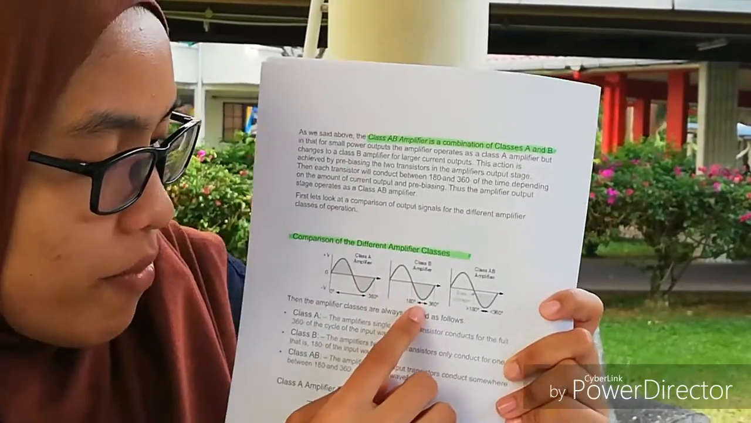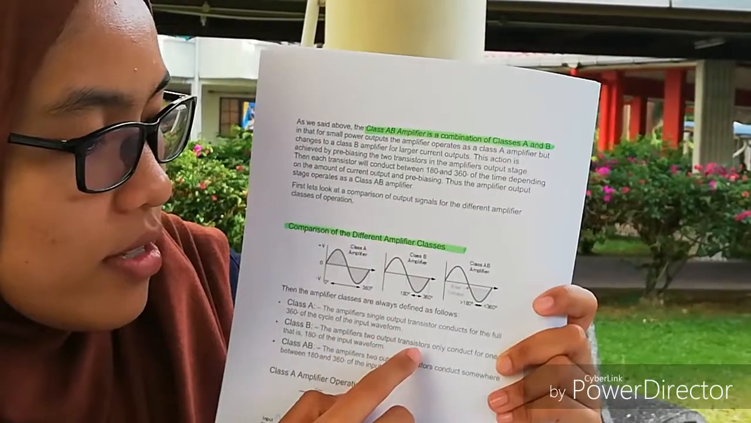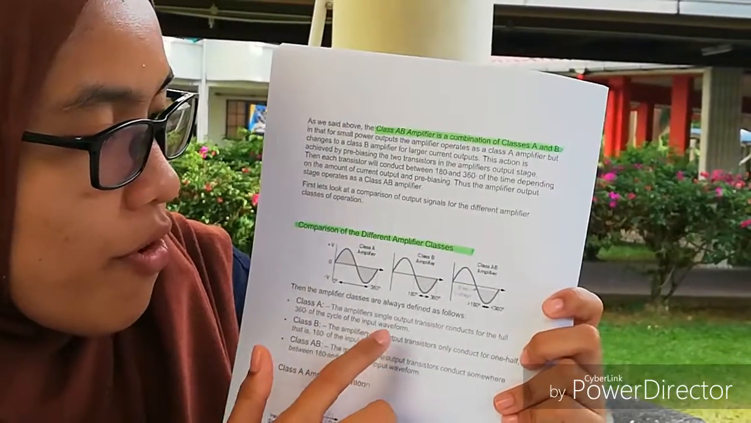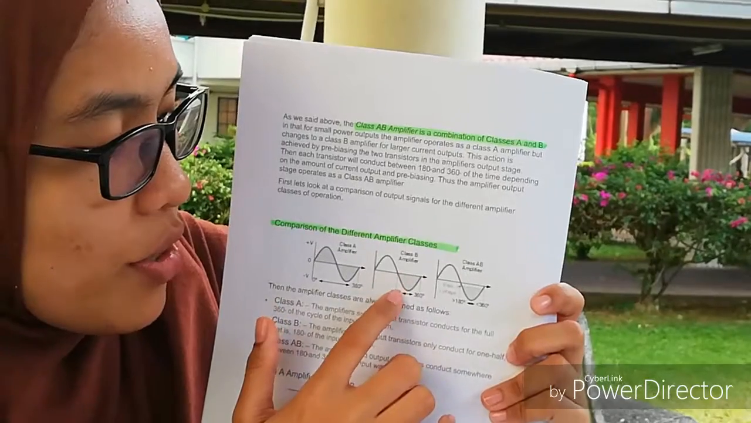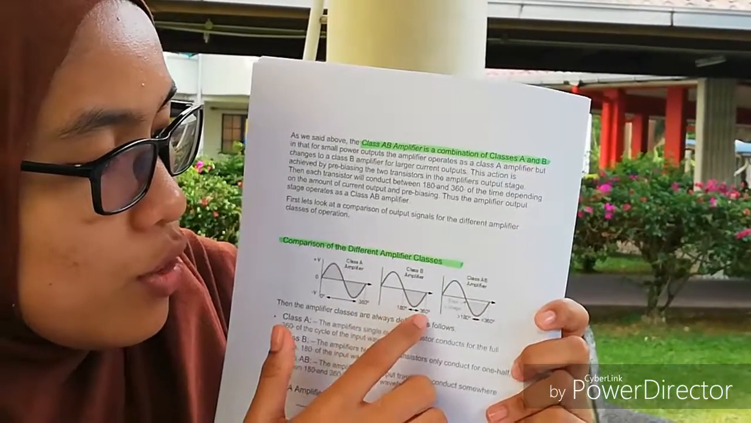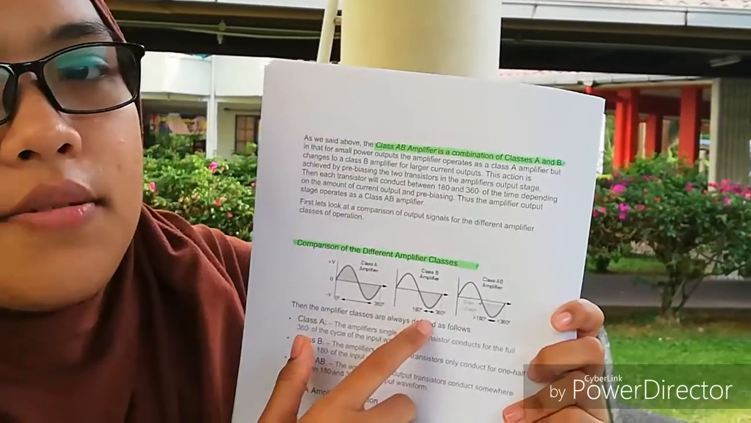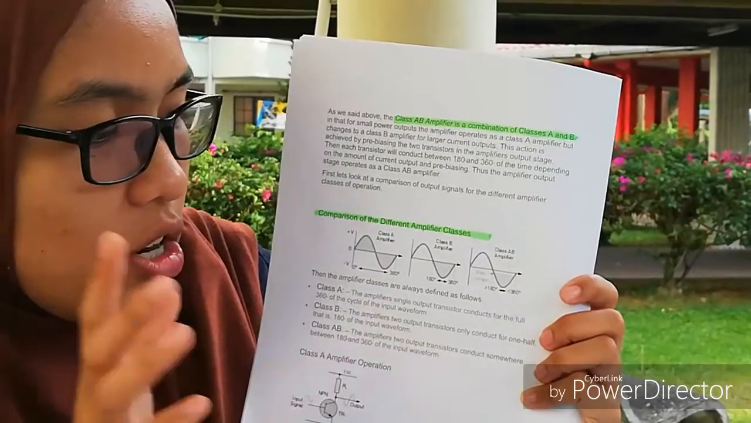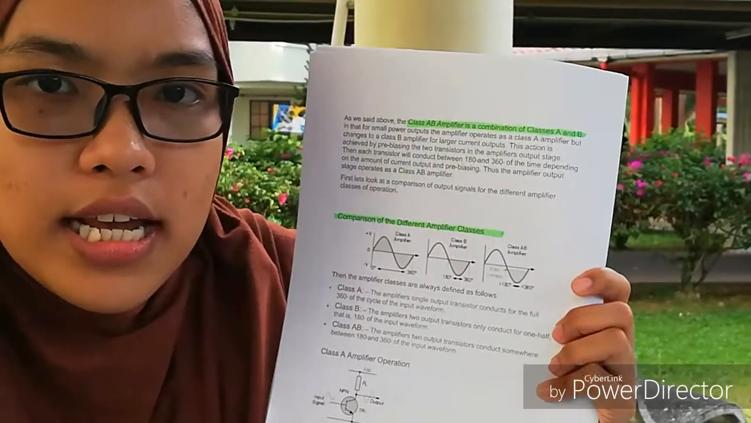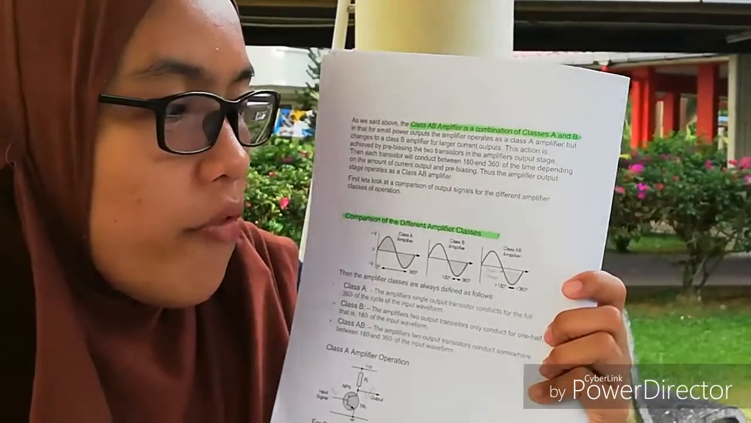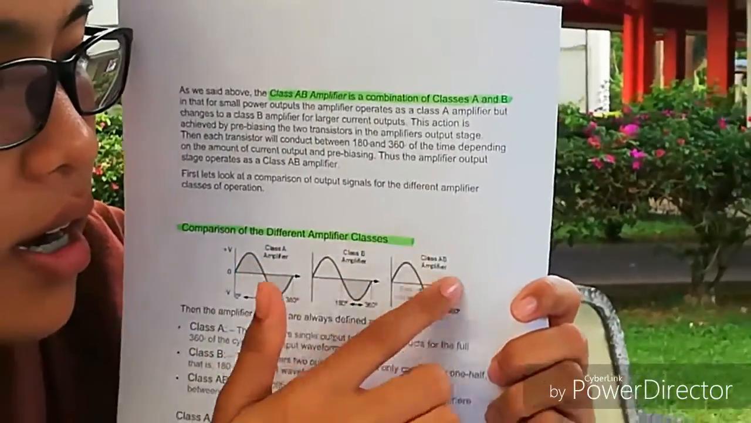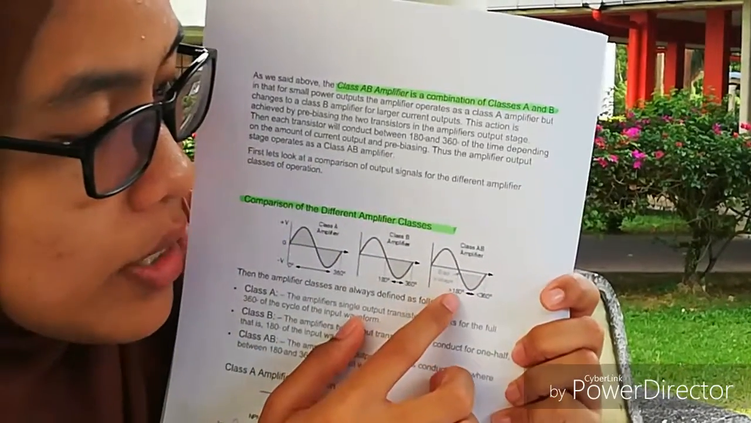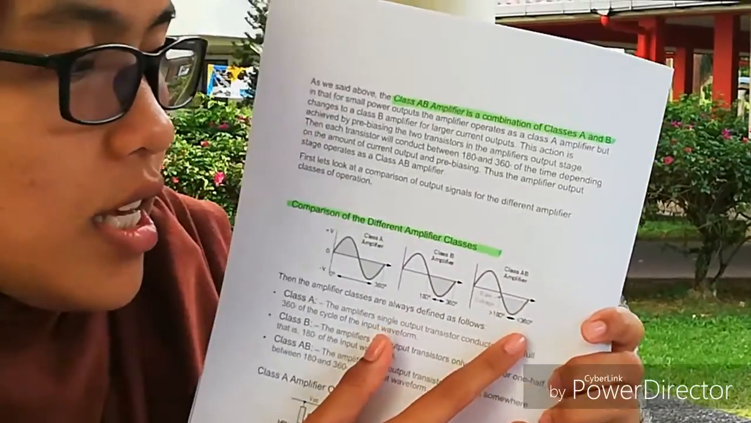For the class B amplifier, the amplifier's two output transistors only conduct for one half, that is 180 degrees, of the input waveform. Can you see? The shading is only at 180 degrees to 360 degrees. This is for the class B amplifier. For the class AB amplifier, the two output transistors conduct somewhere between 180 and 360 degrees of the input waveform. So we can see from the graph of the class AB amplifier, the shading is just between 180 and 360 degrees.